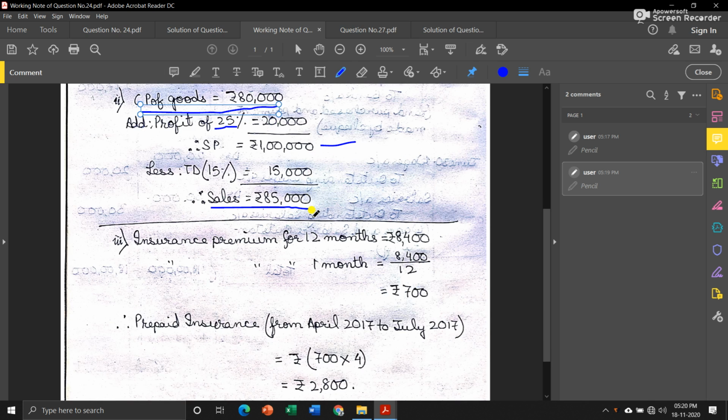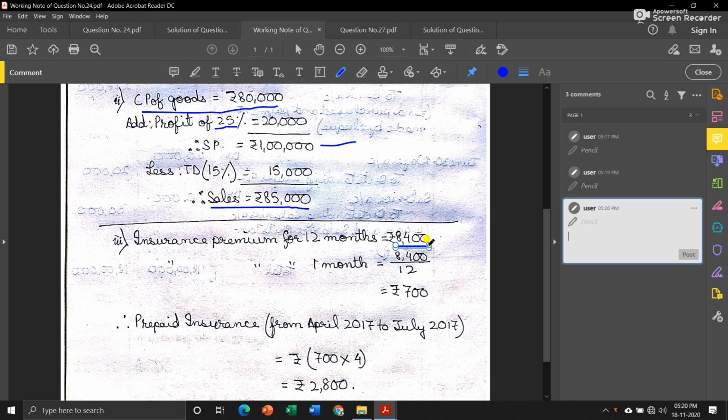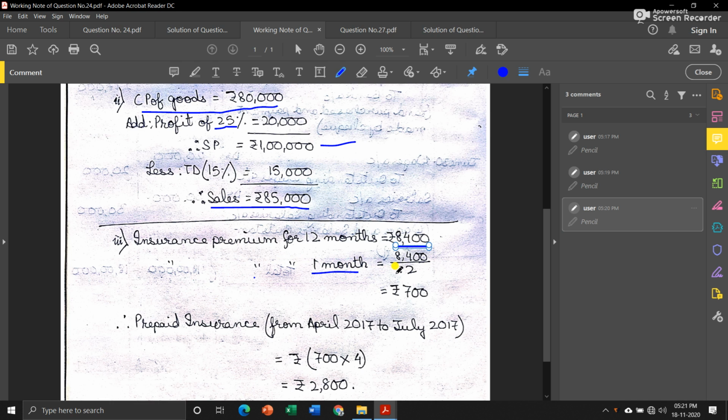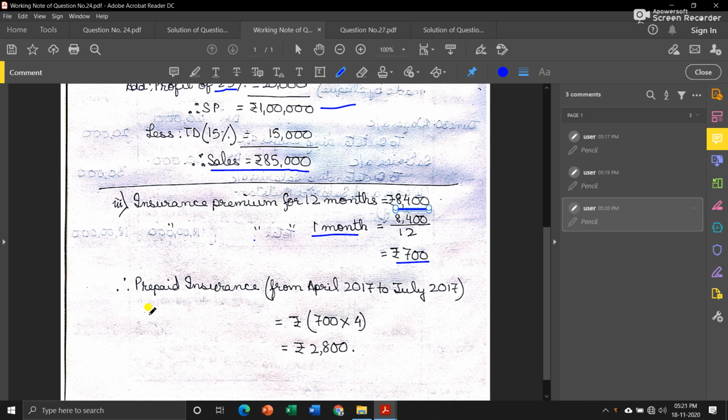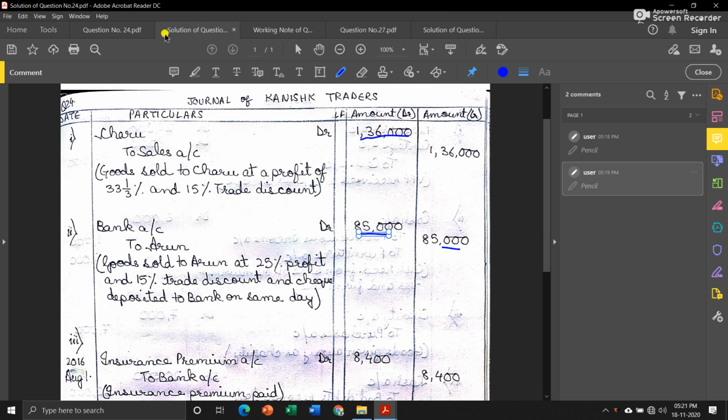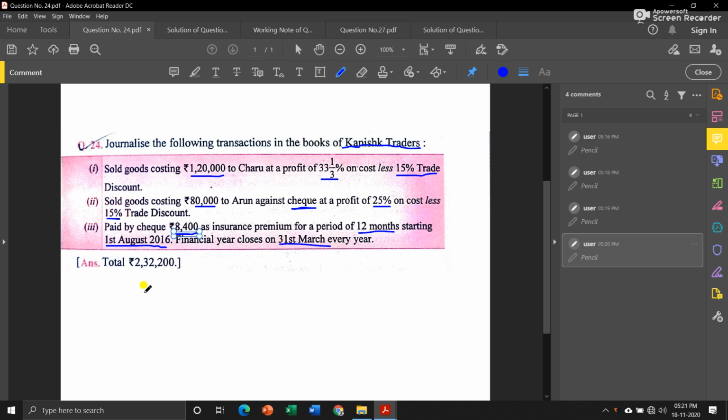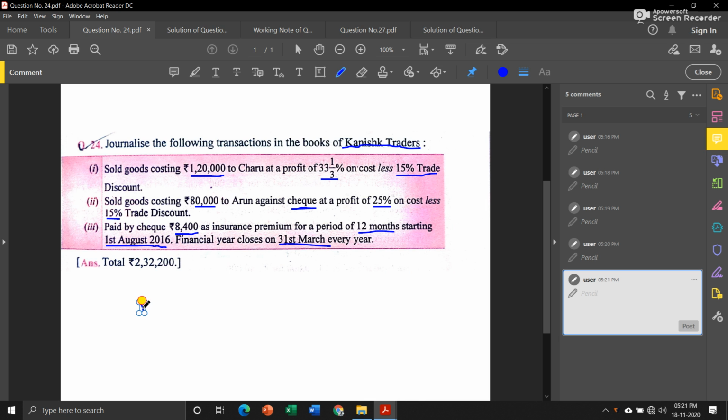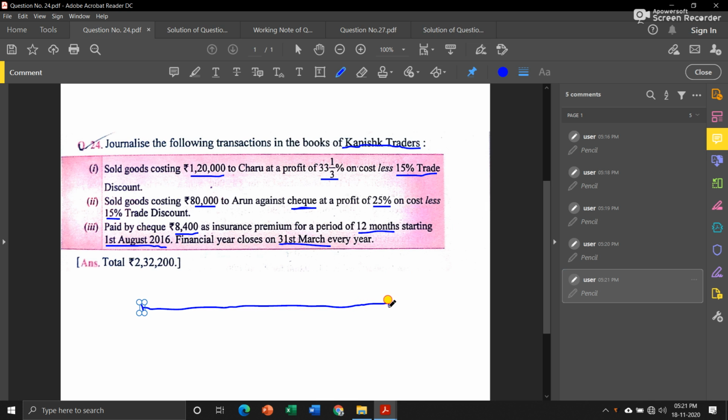So when we look at the working note, we wrote insurance premium for 12 months, it was given 8,400 in the question. In that manner, insurance premium for 1 month will be 8,400 divided by 12, that is 700. Now since our financial year ends on 31st March every year, when we look at the question, this is 1st of August. Our year started from here and it ended here, that is 31st July 2017.